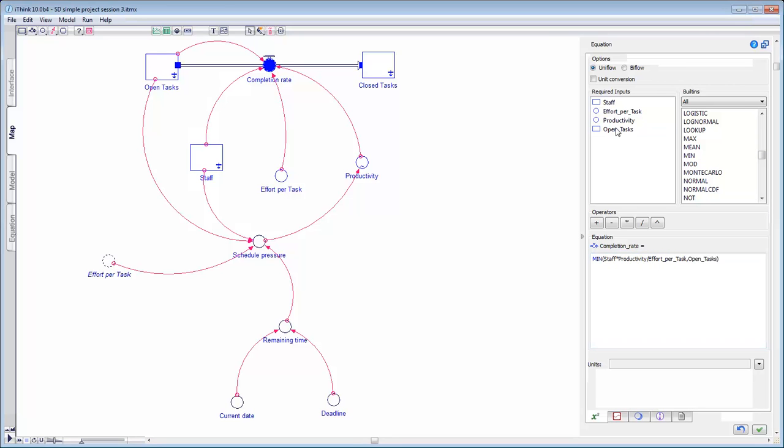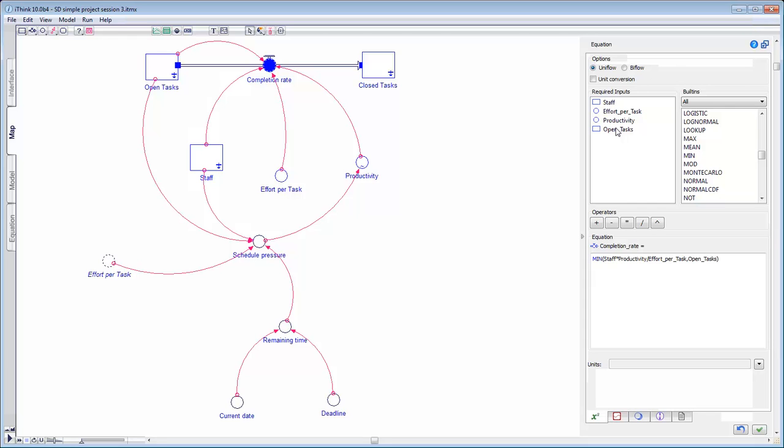The next question mark that we're going to deal with is the one on the schedule pressure. This is the trickiest part of the quantification process because we need a slightly more sophisticated equation here. As you can see on the required inputs list, there are four inputs that affect the schedule pressure, and these need to be combined in a way that makes sense. Let's take a little time to think about schedule pressure.